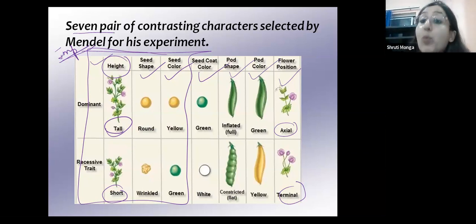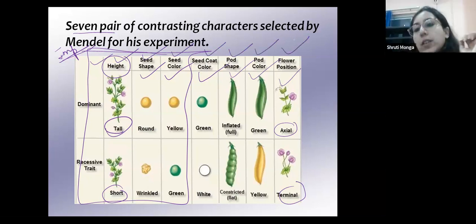What were the contrasting traits of the pea plant that Mendel worked on? So what will you write in the answer? You will write height, seed shape, seed color, seed coat color, pod shape, pod color, flower position. Got it? This is an important question.